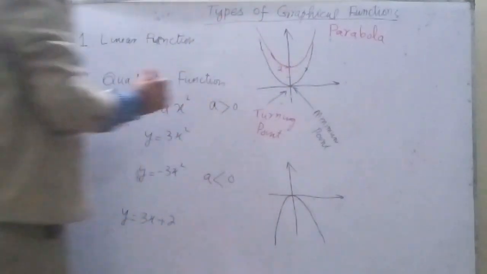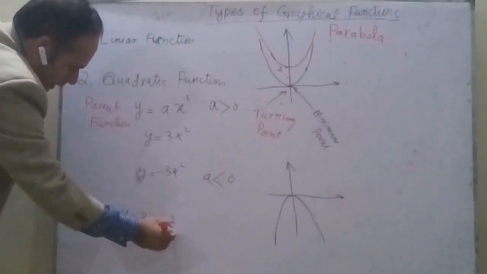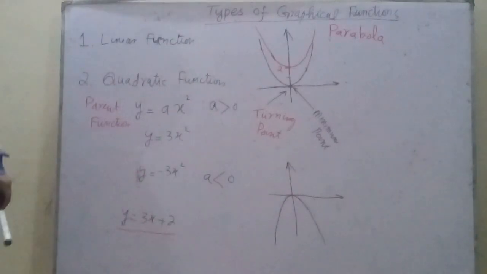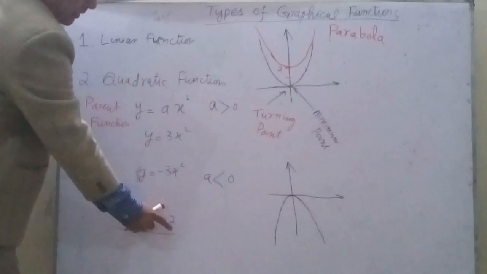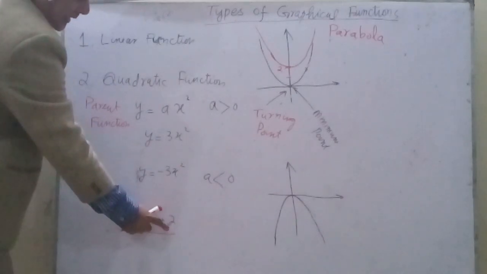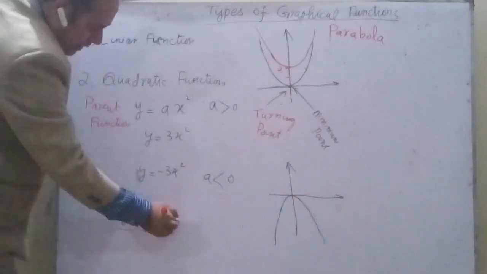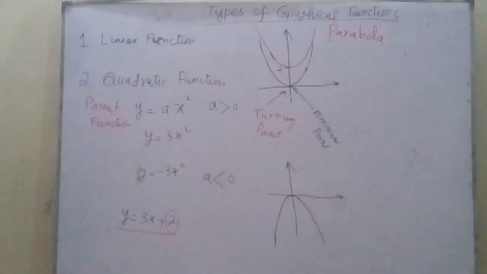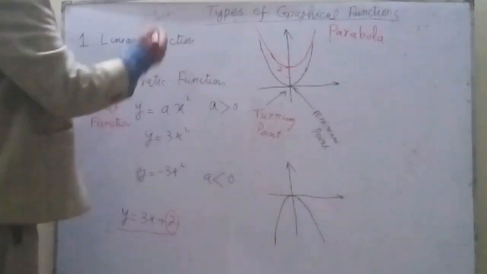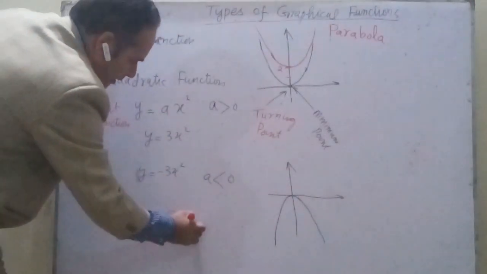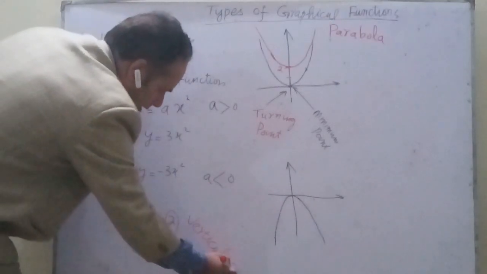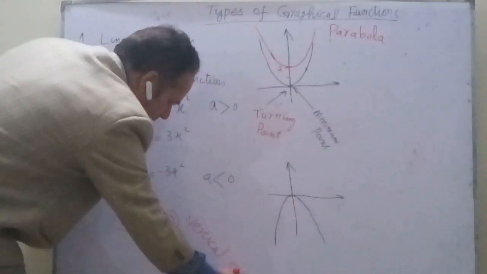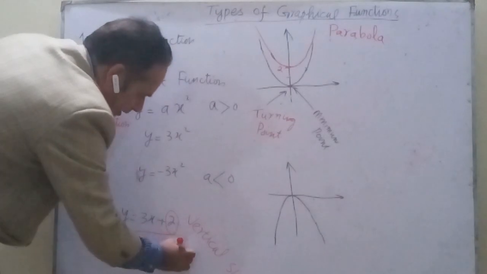So this will be the parabola of this function. You can see here, this 2 is also the y-intercept because the graph is touching the y-axis at 2. This y-intercept is basically a vertical transformation. It is a vertical shift. It gives you the vertical shift.